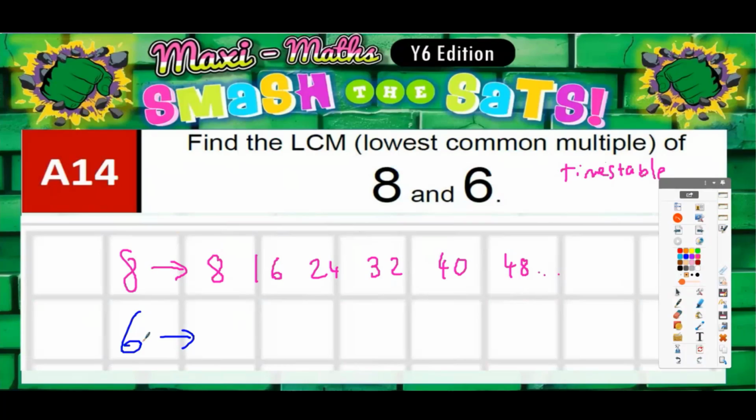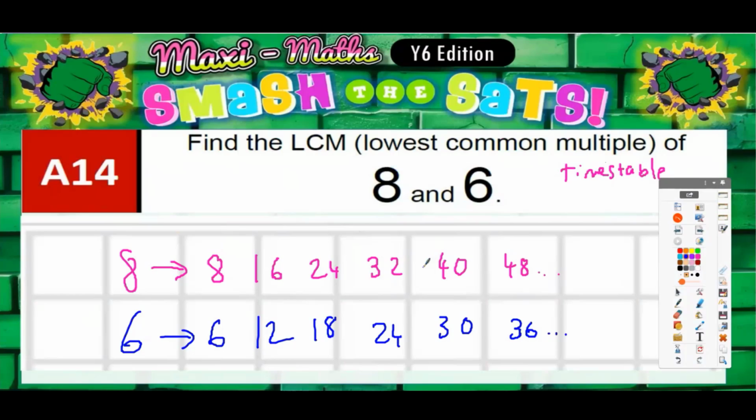So now we want multiples of 6. So that's going to be the 6 times table. So that's going to go 6, 12, 18, 24, 30, 36. Again, we could keep going, but we want the lowest common multiple.